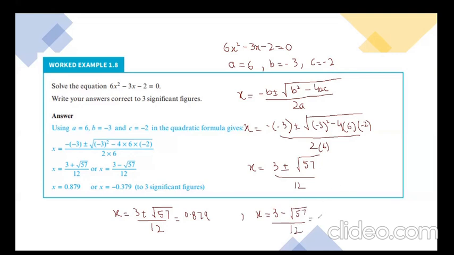So it must be minus 0.379. So I have two values of x here. So this is the method to find the value of x.